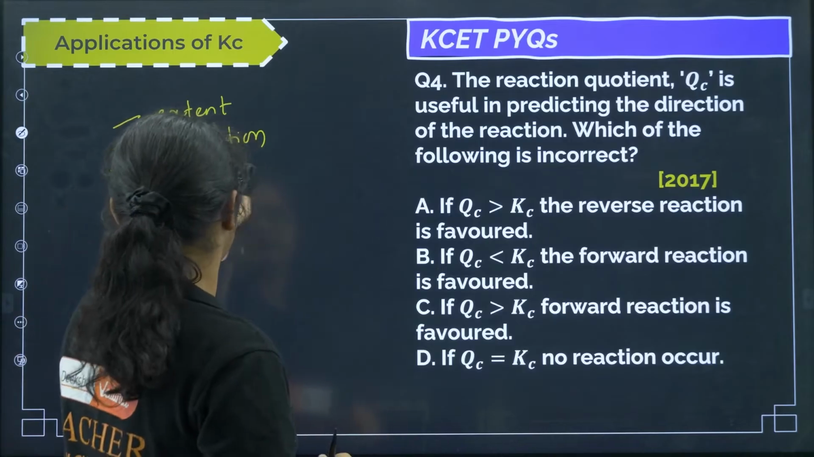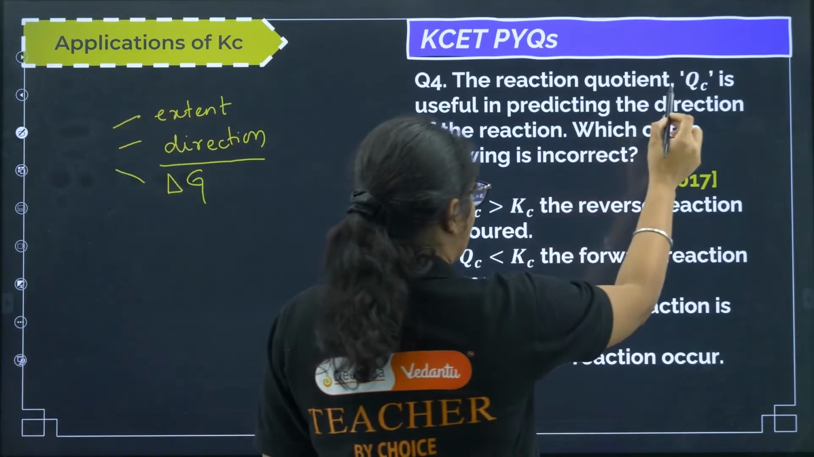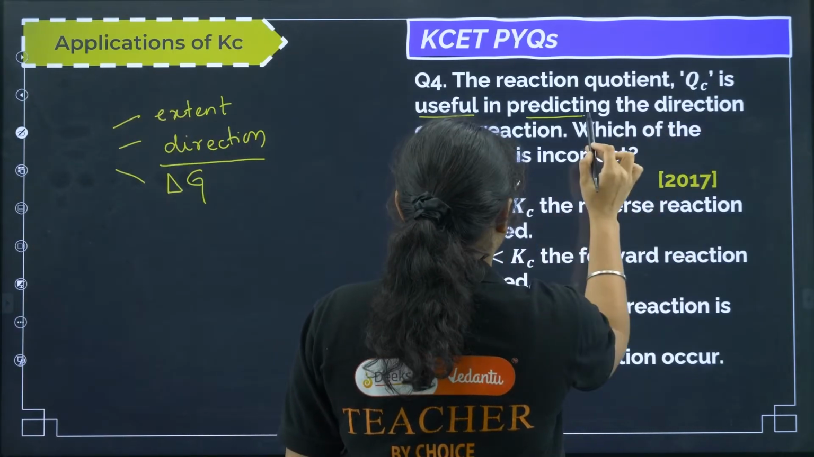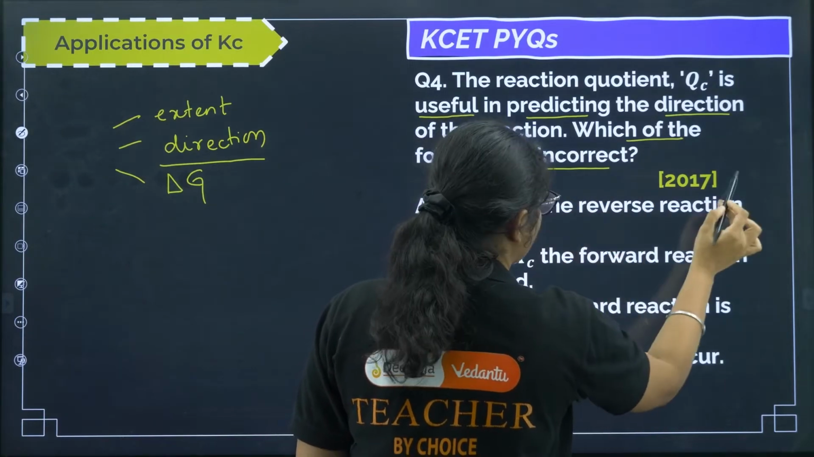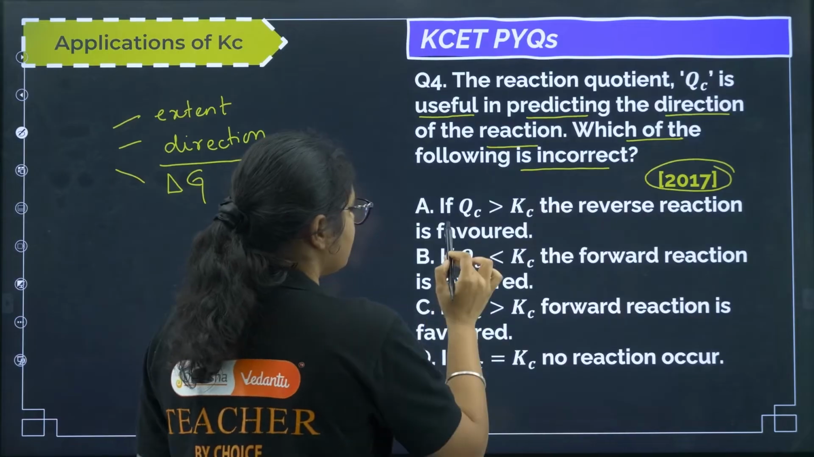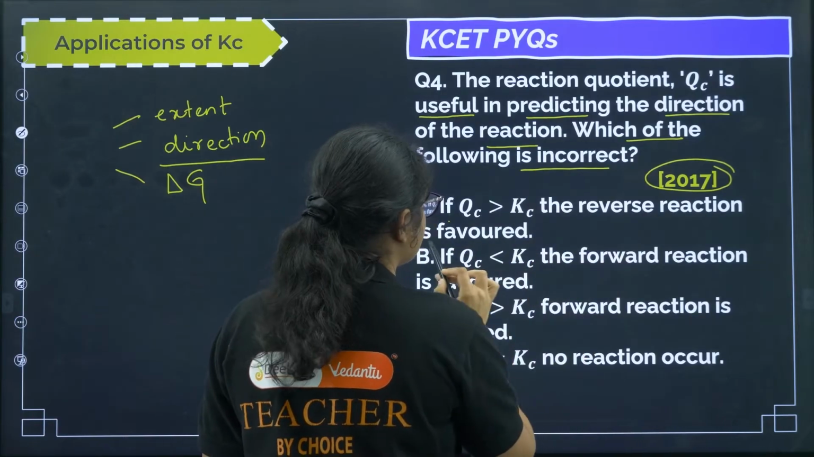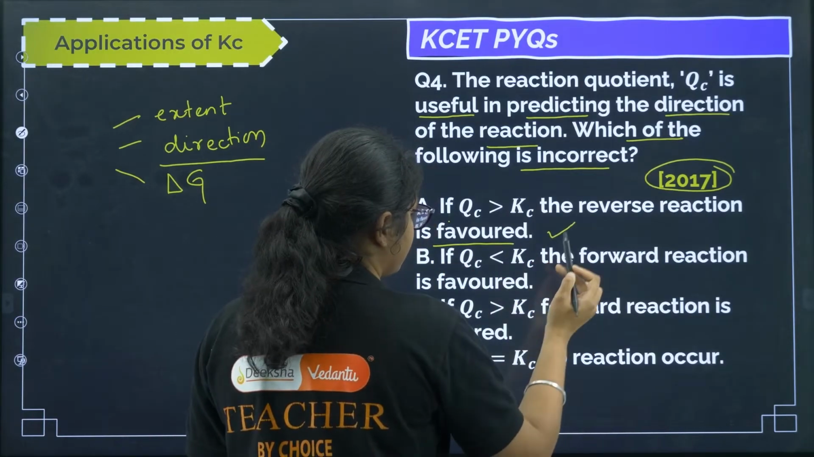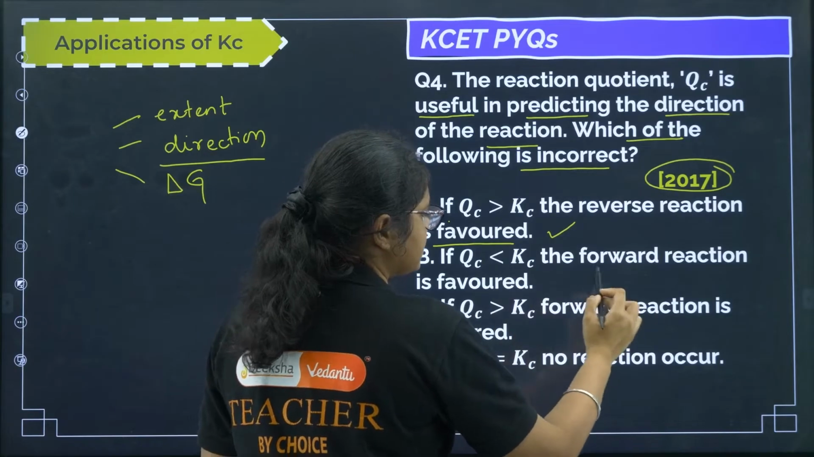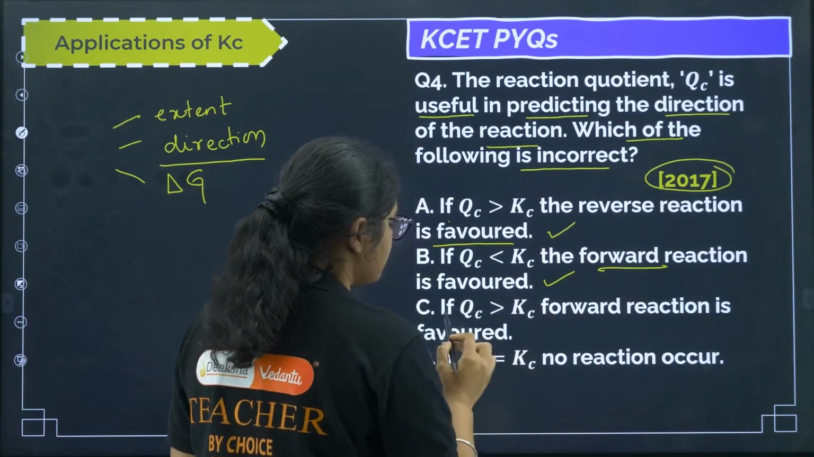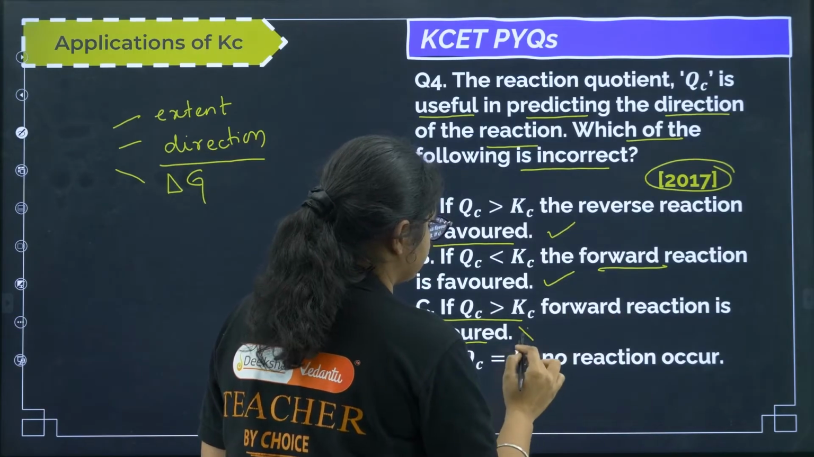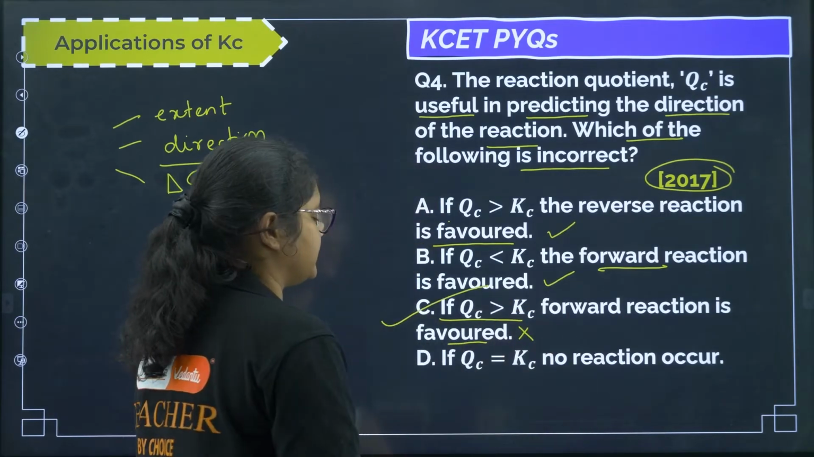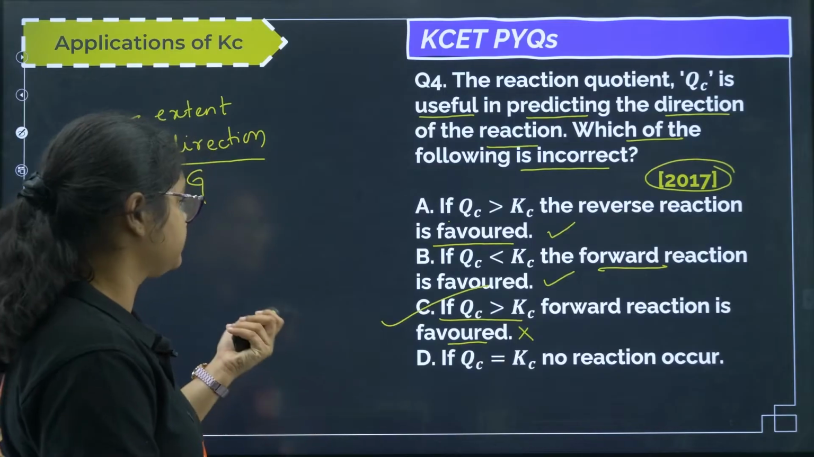So this is about your direction of reaction. The reaction quotient Q is useful in predicting the direction of the reaction. Which of the following statements is incorrect? 2017 question. If Q is less than Kc, the forward reaction is favored. Yes, that is correct. If Q is greater than Kc, the reverse reaction is favored. This is also correct. If Q is greater than Kc, forward reaction is favored. This is incorrect. So option number C is the correct answer.